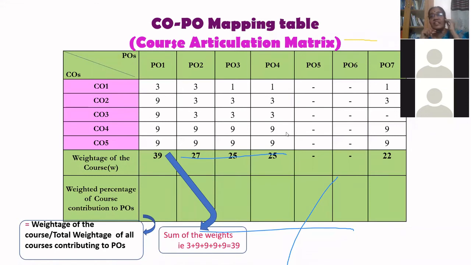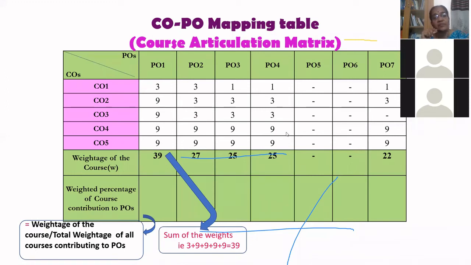Then after writing this, all these values are entered in the form of a matrix. The same matrix I have written here, PO1, what weightage I have given there. I have copied everything, the numbers here, in the CO-PO mapping table, and I will add all this.